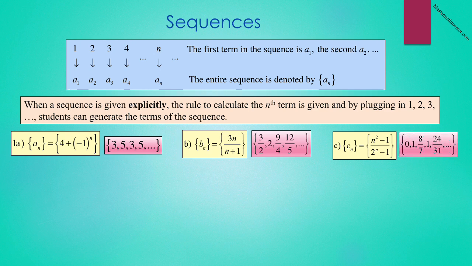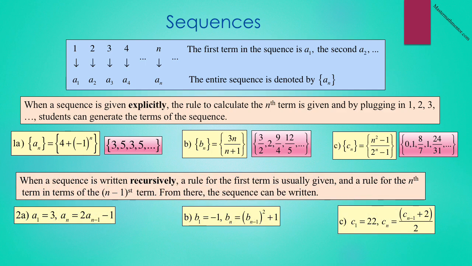In C, we're told that c sub n equals n squared minus 1 over 2 to the n minus 1. When n is 1, we have 1 minus 1 over 2 minus 1, which is 0. When n is 2, we have 4 minus 1 over 4 minus 1, which is 1. When n is 3, we have 9 minus 1 over 8 minus 1, which is 8/7. The next term is 1 again. The next term is 24 over 31, and we continue.